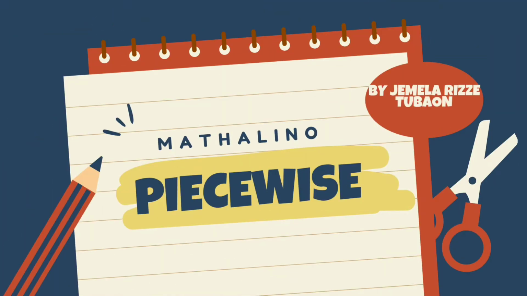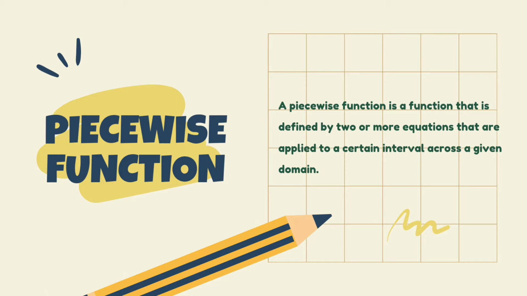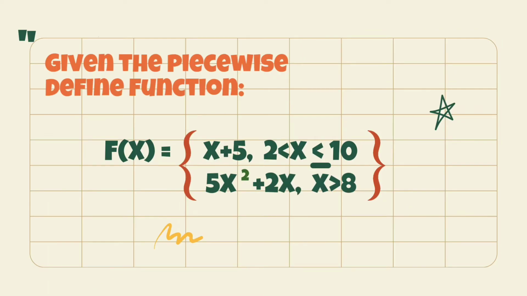Welcome to Piecewise Function. A piecewise function is a function that is defined by 2 or more equations that are applied to a certain interval across a given domain. For us to fully comprehend the topic better, here are some examples of how to calculate the value of a piecewise function. Given the piecewise defined function, f of x is equal to x plus 5 if x is less than or equal to 10, and 5x squared plus 2x if x is greater than 8.